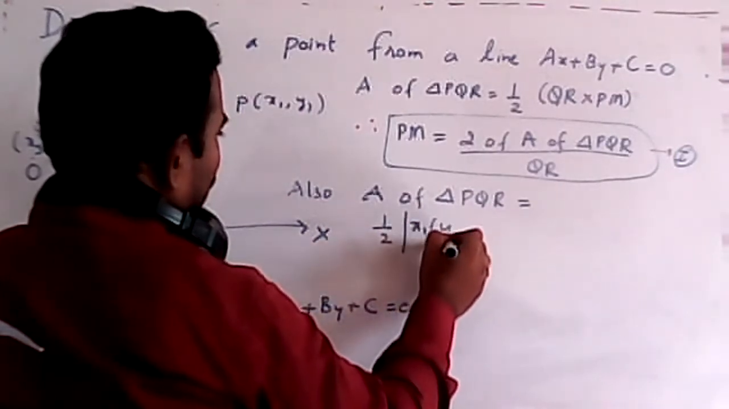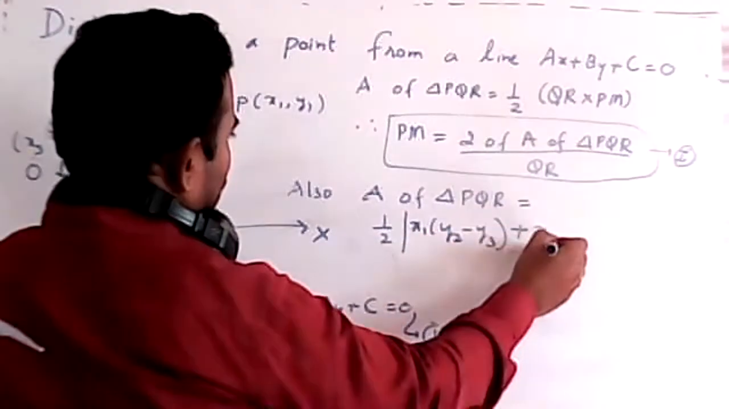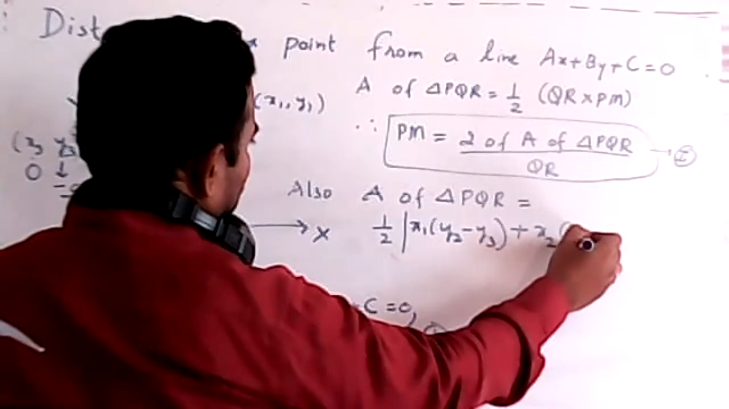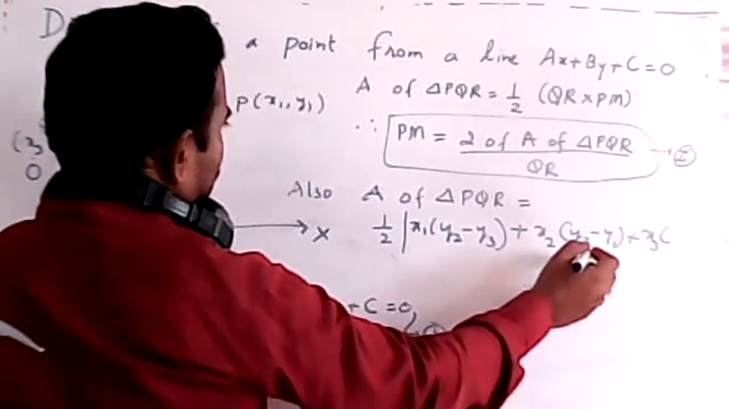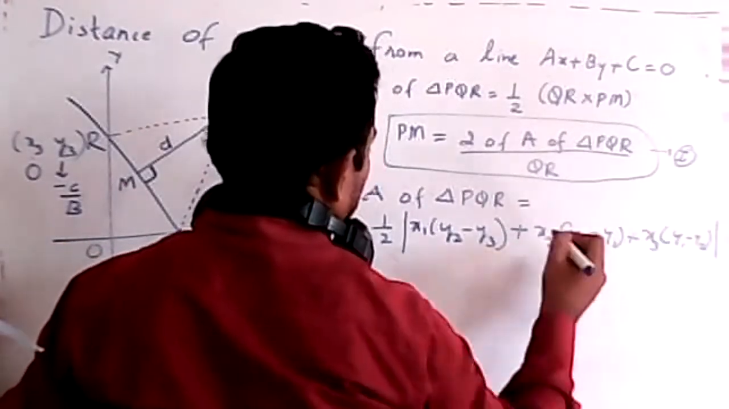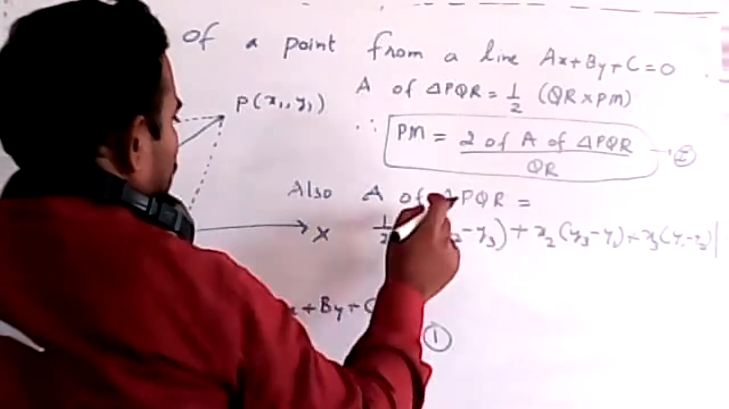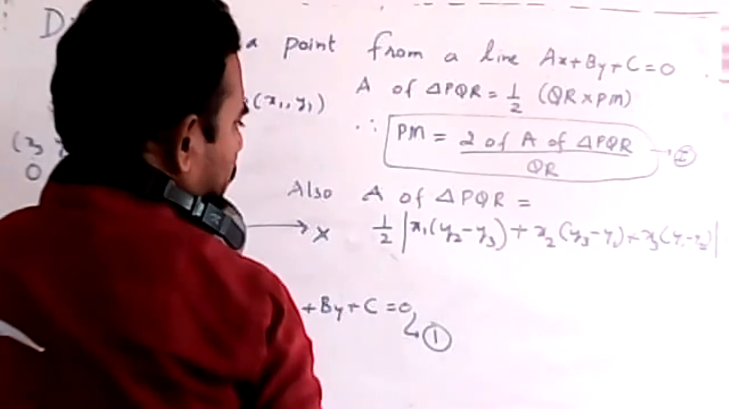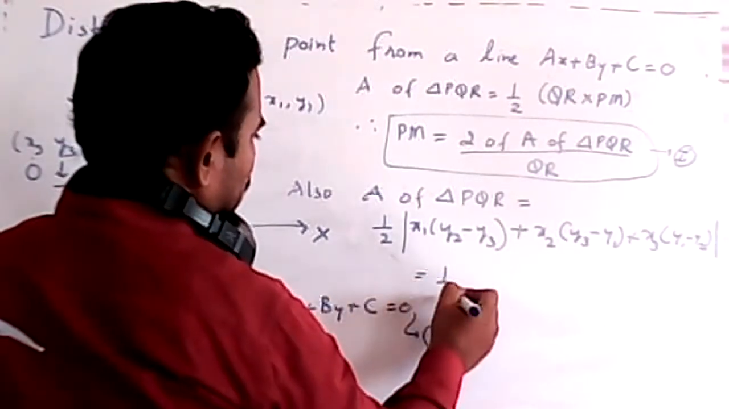So also area of triangle PQR is equal to, you write that, half into mod of x1 into bracket y2 minus y3, plus x2 into bracket y3 minus y1, plus x3 into bracket y1 minus y2. Right? Then you have to substitute the values here.